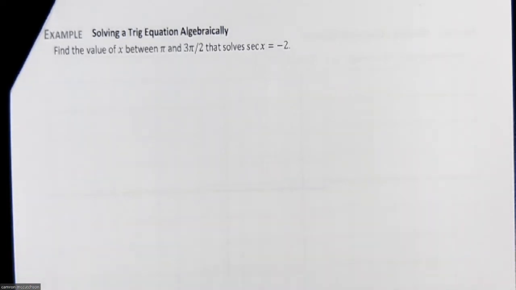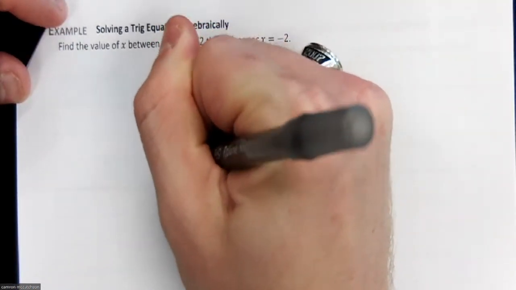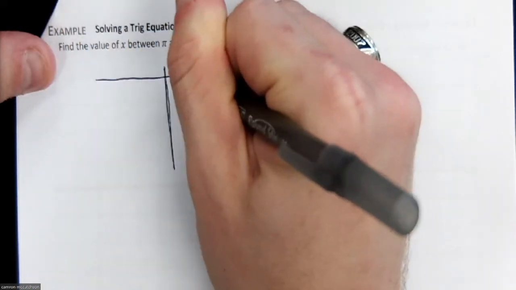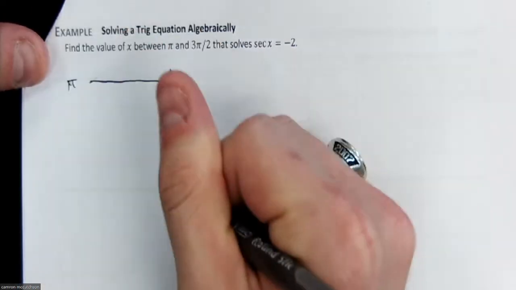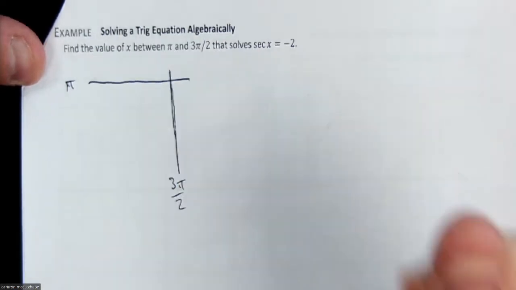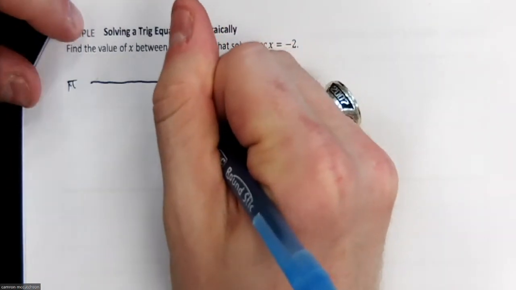We're going to find the value of x that's between pi and 3 pi over 2 that solves the equation. Now pi and 3 pi over 2, that is in quadrant 3. So I'm going to go ahead and sketch up quadrant 3, maybe. Let's see if the pen works. All right, we're in quadrant 3 here. Here's pi, and here's 3 pi over 2. There. And we say that we know secant is equal to negative 2. Picture not drawn to scale, of course.